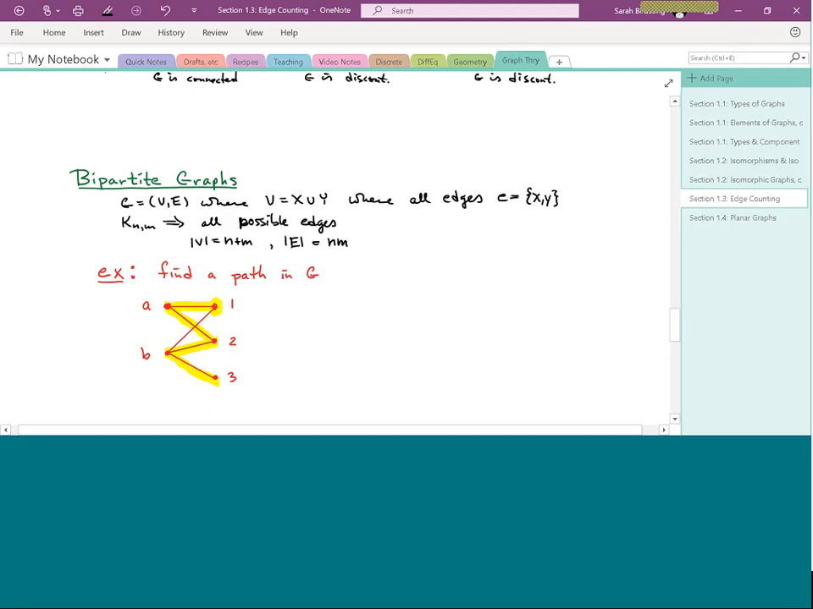So we found a path, and this one was 1 to A to 2 to B to 3, and this guy is a length 4 path. Now, you could also do other things.